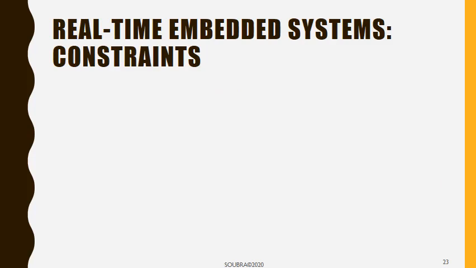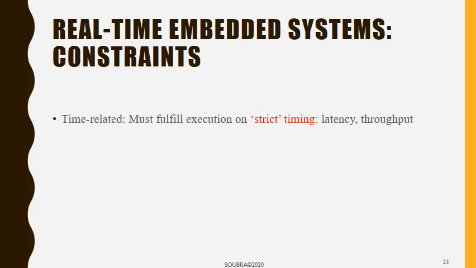One of the last things that we covered in today's lecture were the different constraints that are related to embedded systems, and you can imagine them. Because remember, when we talk about real-time embedded systems, there's always the real-time paradigm, that is respecting deadlines. So one of the first constraints that we should know of is definitely the time-related constraints, and we have to fulfill execution on strict timing.